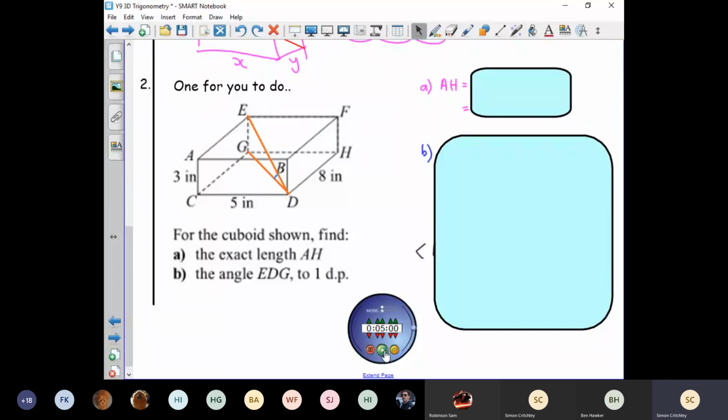Right, 5 minutes. See if you can get both answers. But don't put your answers in the chat straight away when you get them. Let's just give everyone an opportunity to see if they can do both part A and part B for that question. Whilst I go towards you.